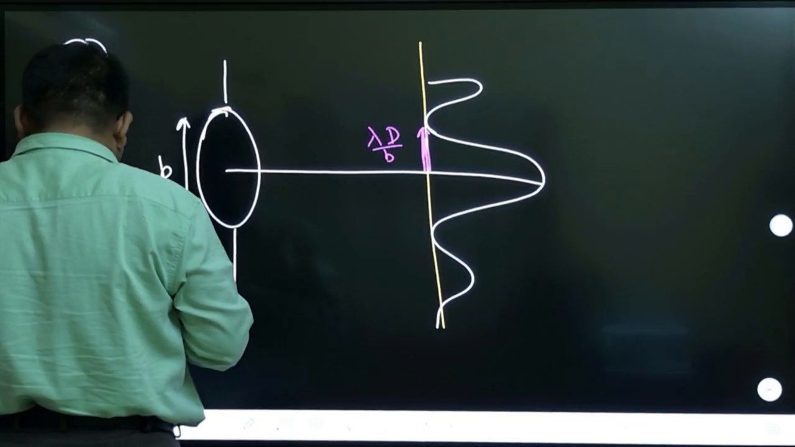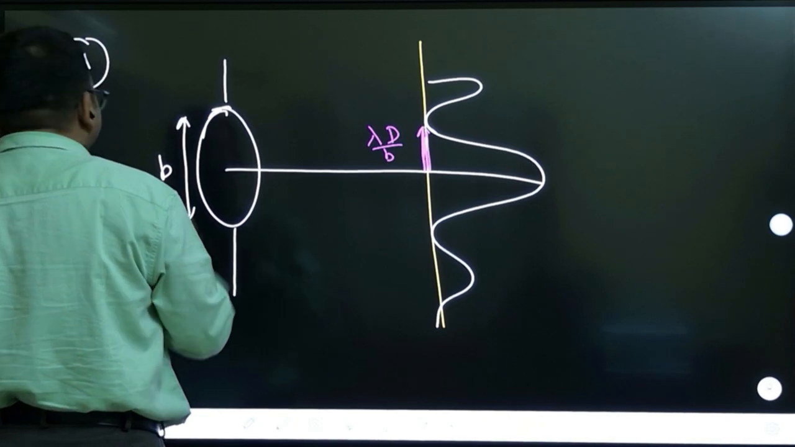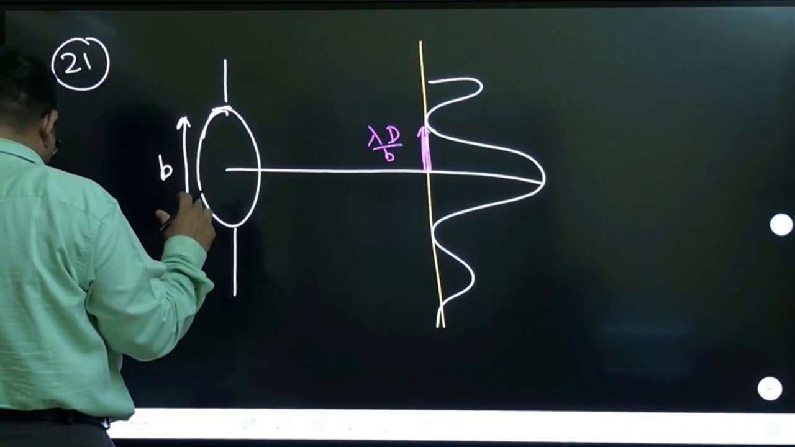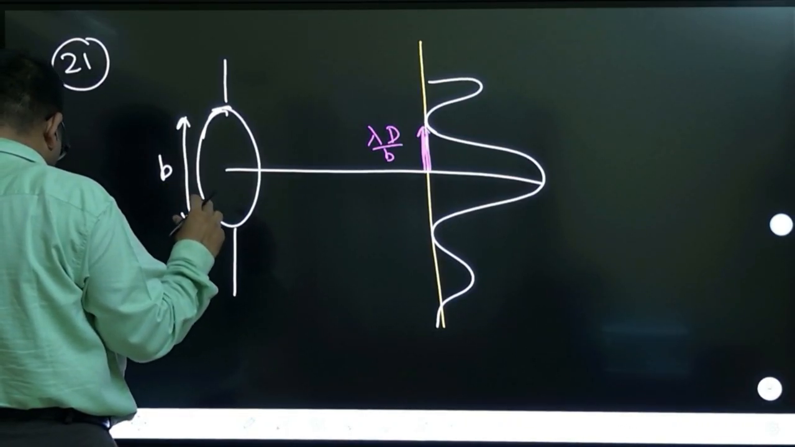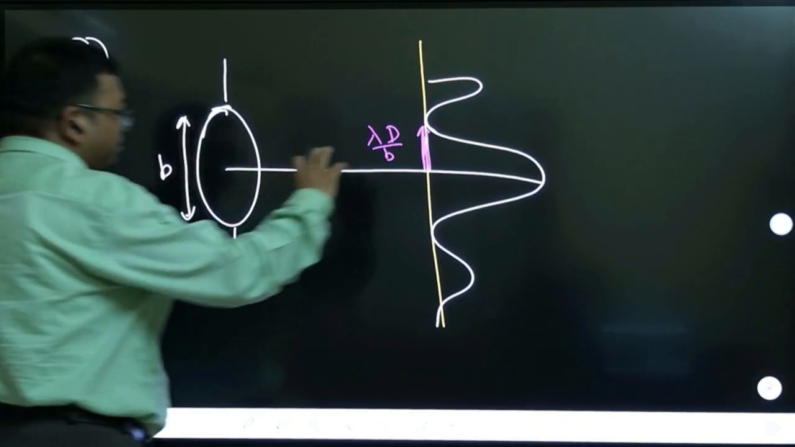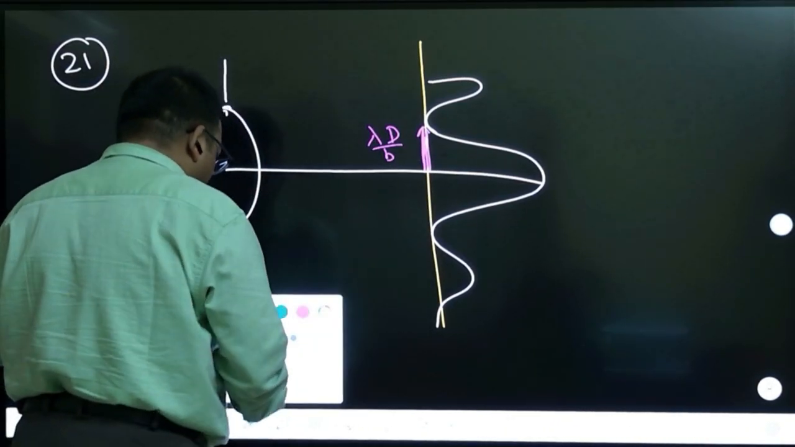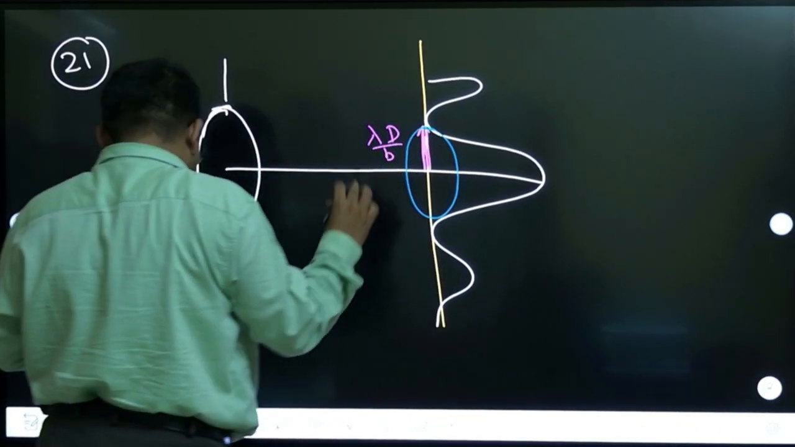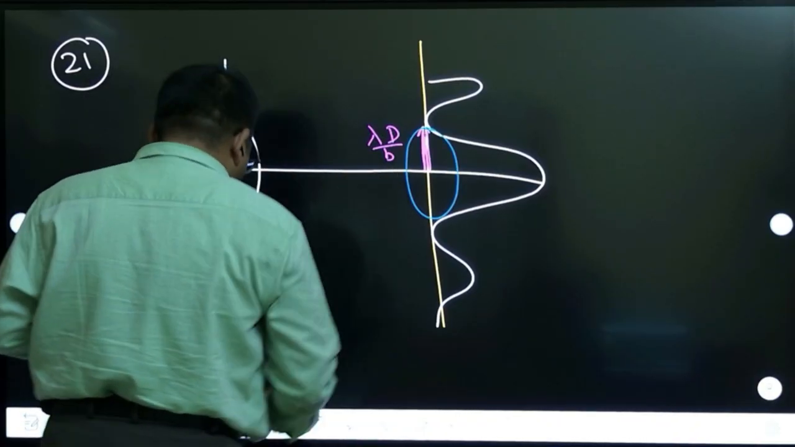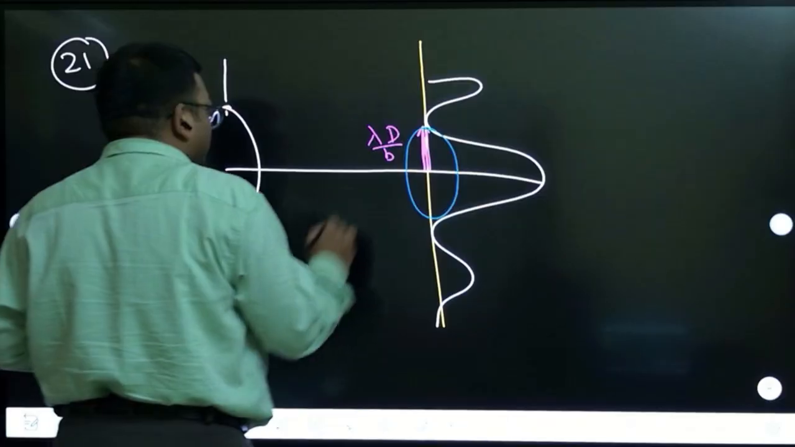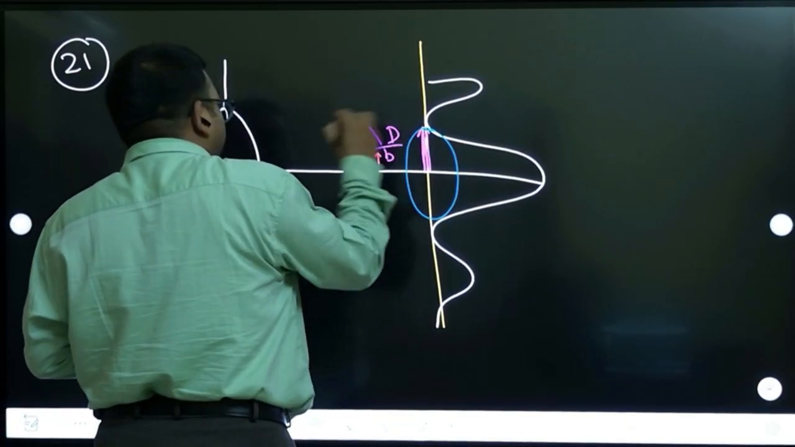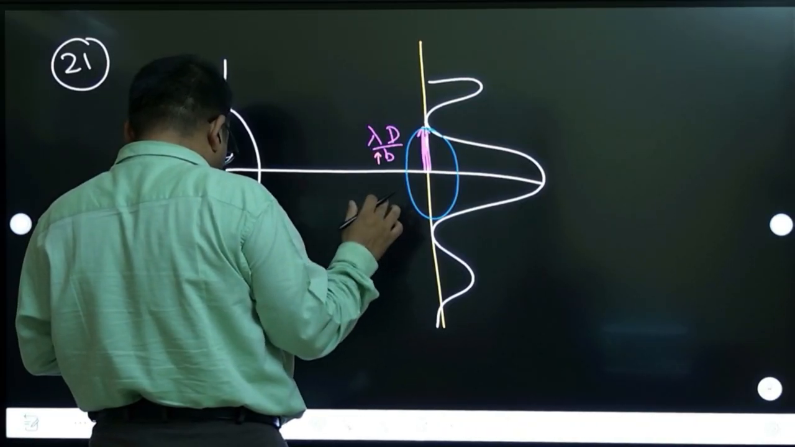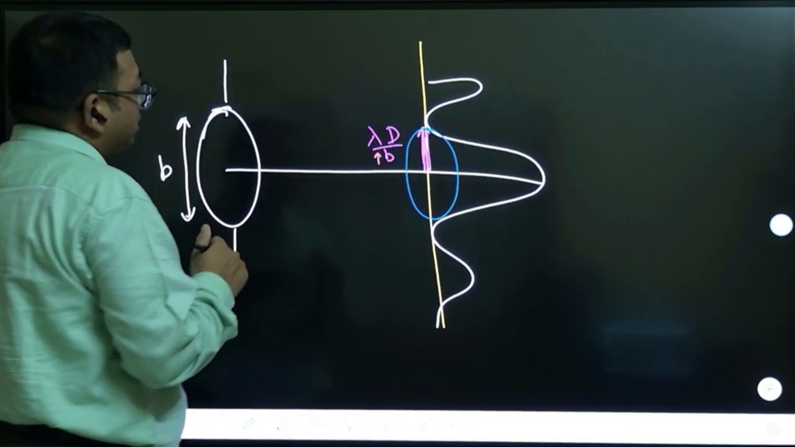But what are they asking? If the diameter of the pinhole is slightly increased, diameter means this b. If you increase b, it will affect the diffraction pattern such that its size decreases. I think size means they are talking about the central bright, this radius. So if you increase b here, then this will decrease. So size will decrease. That is one possibility. But what about the intensity?